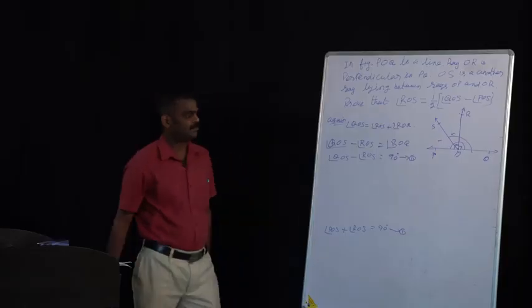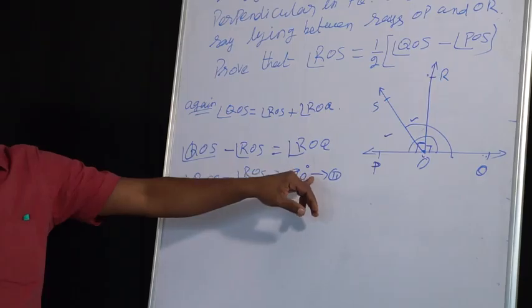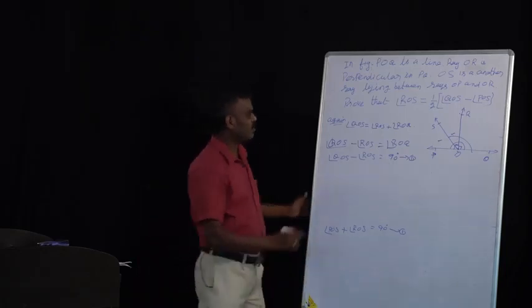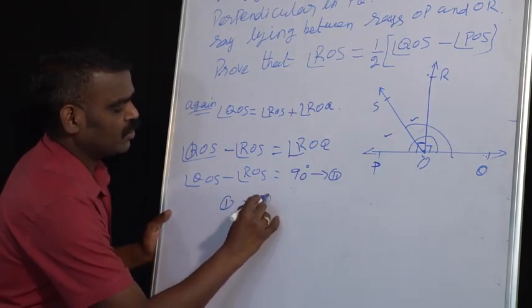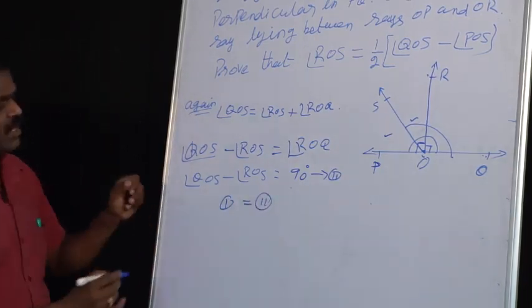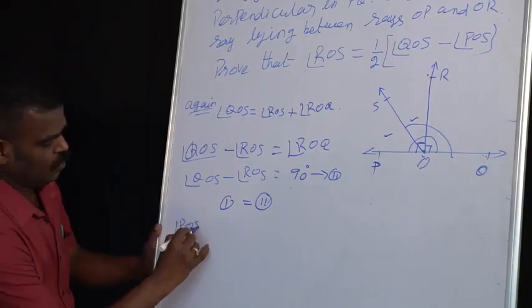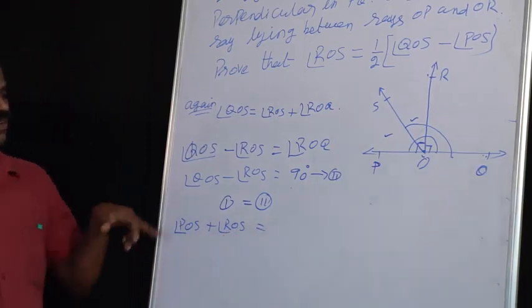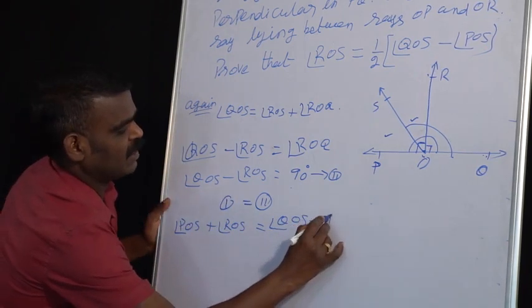Equation 1 and equation 2. We have two equations. Both the equations are equal to how many degrees? 90 degrees. That means equation 1 equals equation 2. What does equation 1 tell? Angle POS plus angle ROS. What does equation 2 tell? Angle QOS minus angle ROS.